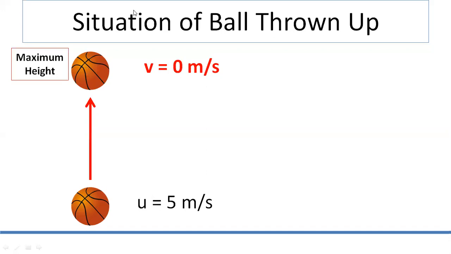Have you understood that when a ball is thrown up, it is going to stop at a certain height? Yes, it is going to stop at a certain height. So that means its final velocity would be 0.